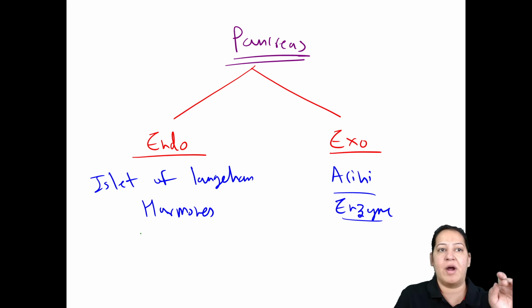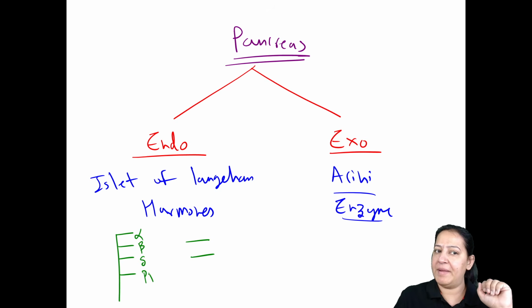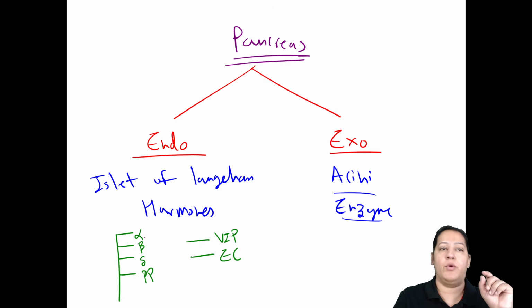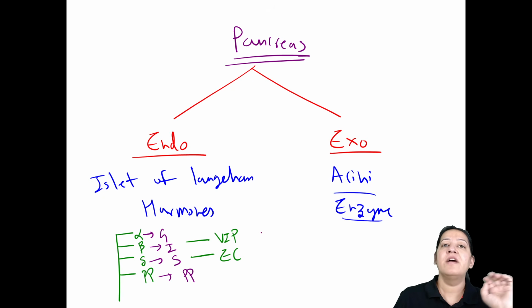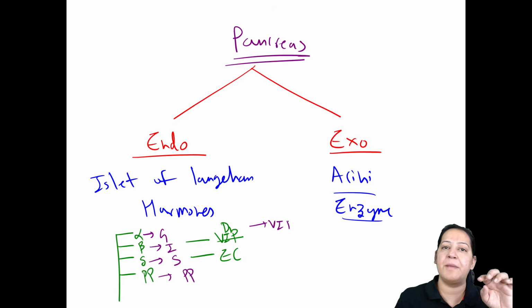Let me come to the endocrine part. In the islet of Langerhans, there are a total of 6 cells, 4 major and 2 minor. Alpha, beta, delta, and PP are the 4 major cells. D1 and enterochromaffin are the 2 minor cells. Which hormones are they secreting? Can you name the hormones? Alpha cells secrete glucagon, beta cells secrete insulin, delta cells secrete somatostatin, and PP cells secrete pancreatic polypeptide. I have written VIP cells incorrectly; these are the D1 cells. D1 cells secrete VIP, vasoactive intestinal polypeptide, and enterochromaffin cells secrete serotonin.